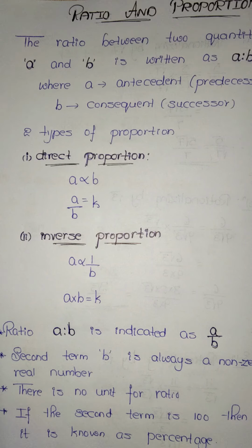So there is no unit for ratio. रेशियो के लिए यूनिट नहीं रहता है. हम लोग रेशियो फाइंड आउट करने के बाद उसको सिर्फ नंबर में लिखते हैं. If the second term is 100, then it is known as percentage. For any number, if A is any number and B is always 100, then उसको हम लोग बोलते हैं percentage. For example, 5 by 100 means 5%. So here it is denoted as percentage.